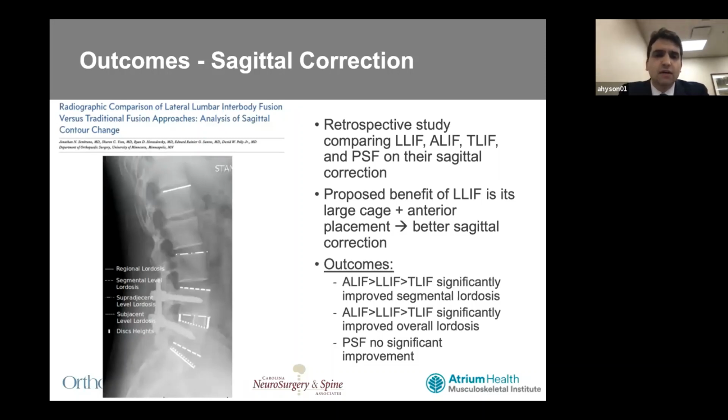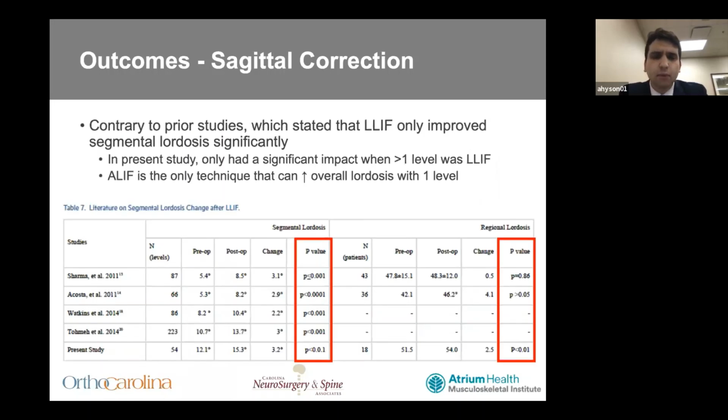Outcomes showed that overall, A-LIF had the highest or most significant improvement in lumbar lordosis, both segmentally and globally in the lumbar spine, most likely due to mandatory release of the ALL when performing that procedure. In second, L-LIF provided the most lumbar lordosis, both segmentally and globally, and posterior spinal fusion did not have a significant improvement in lumbar lordosis. Importantly, when comparing other studies that have reviewed sagittal balance correction in the L-LIF procedure, this is the first study that showed both segmental and global lordosis improvements.